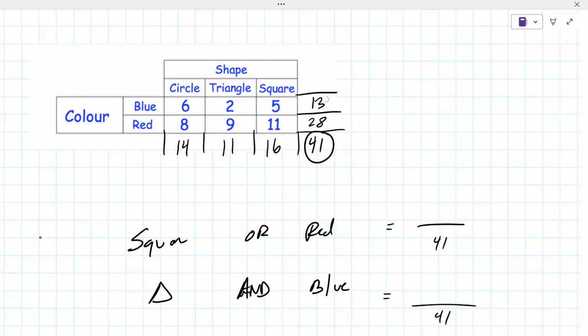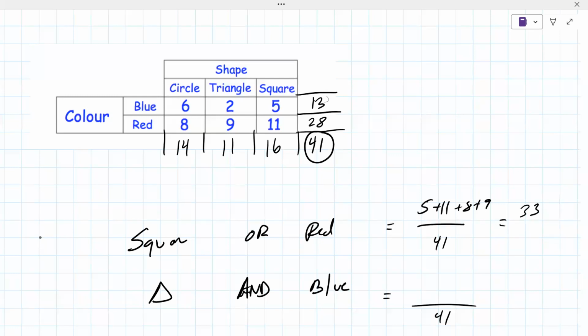So that takes care of the square. Are there any reds to count? Yes, 8 plus 9. Why don't you add the other 11? Because then I'd be doubling it. I already have it. Yes. Okay, so then I would get 16, 24, 30, 33 over 41.